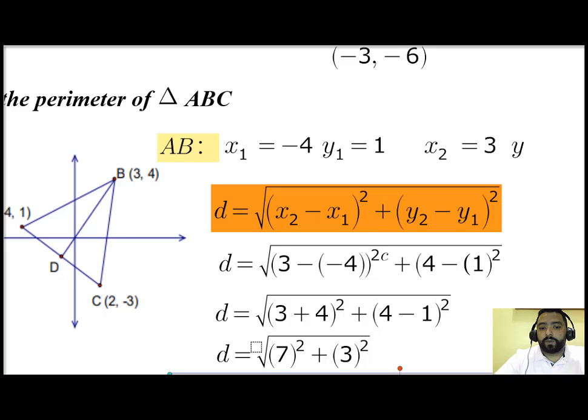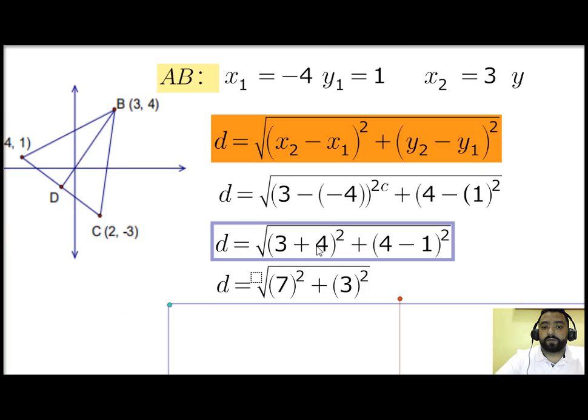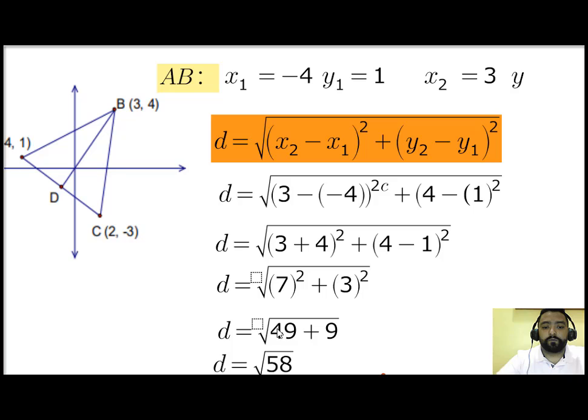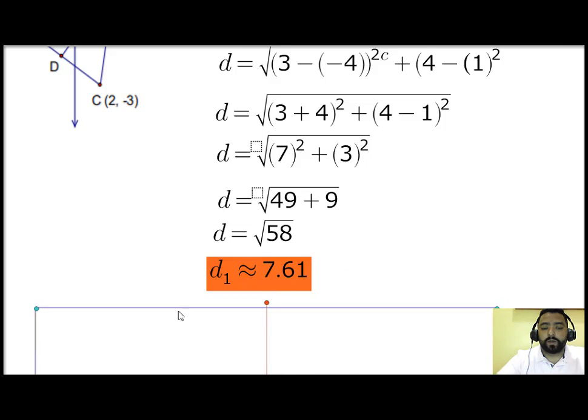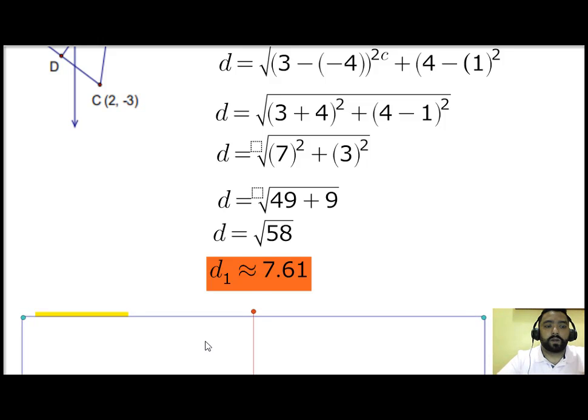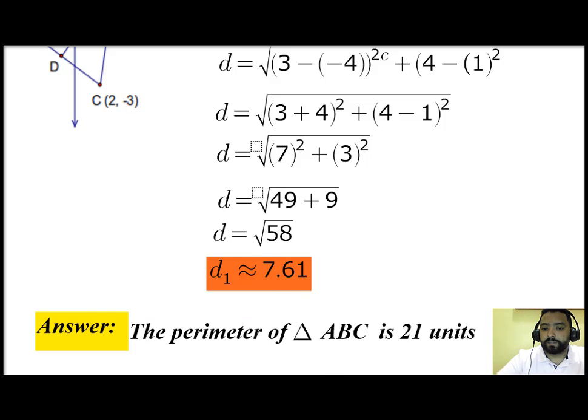Then you're going to have 3 plus 4. It's 7, and 7 to the second. And 4 minus 1, 3. 3 to the second. Then you're going to have 49 plus 9. 7 to the second, 49. 3 to the second, it's equal to 9. Then you're going to have 58 because you add 49 plus 9, which is 58. And finally, when you calculate the square root of 58, you're going to have the distance from AB, it's 7.61. And we already finished with the first distance.